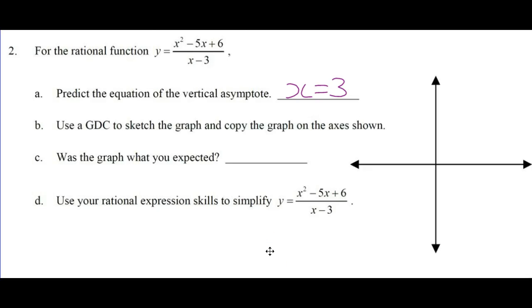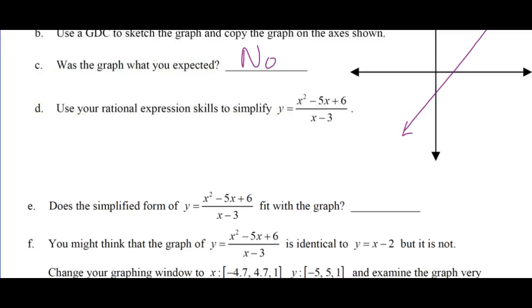Okay, so we sketch. What do we get? The sketch looks like this. Was that the graph you expected? Or did we get what we expected? No. Expect to see an asymptote. Use your rational expression skills to simplify this.